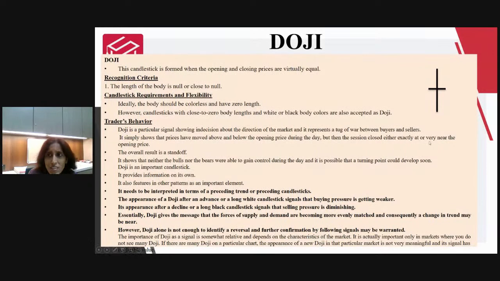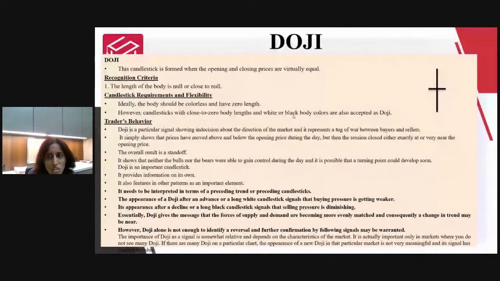And another important criteria or feature of a doji is that the length of the body, the real body, is null or close to null. So the candlestick requirements are that the body can either be colorless or it can have zero length, okay? And candlesticks with close to zero body lengths and white or black body colors are accepted as doji. Either white or black, or you can say green or red.